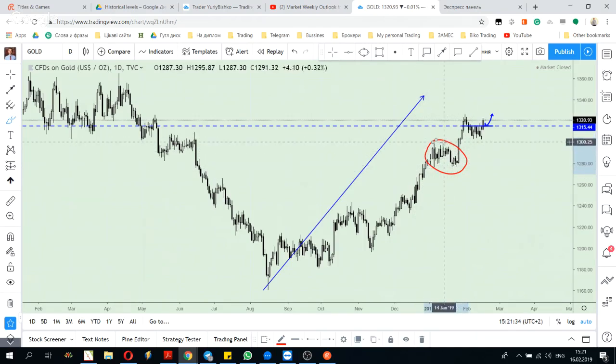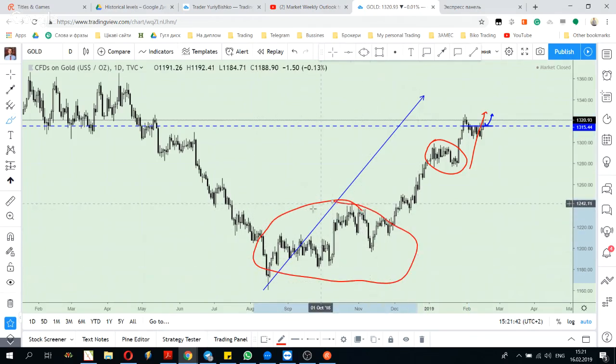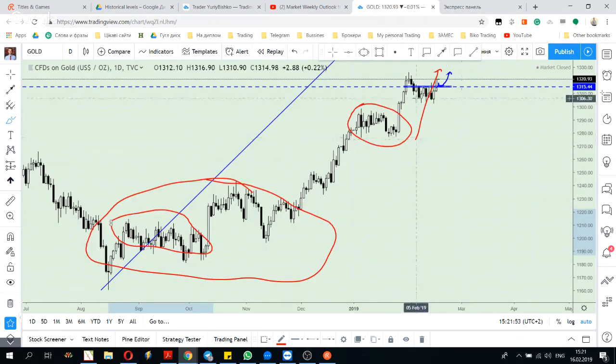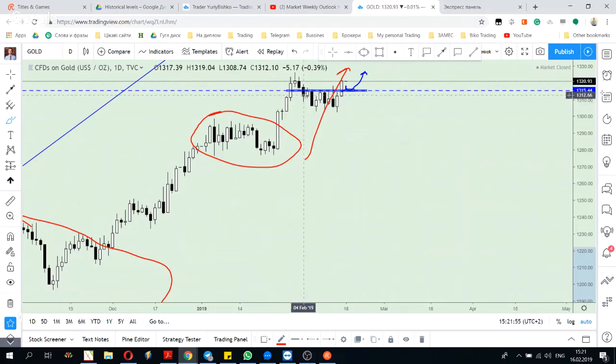Here was, take a look on this range. After such range, price accumulate volume, made powerful up move. Here was, take a look on this and also on this. Accumulate huge volume, made up move. Here was accumulation of volume and move up. Also the same situation here. Take a look on this little range.